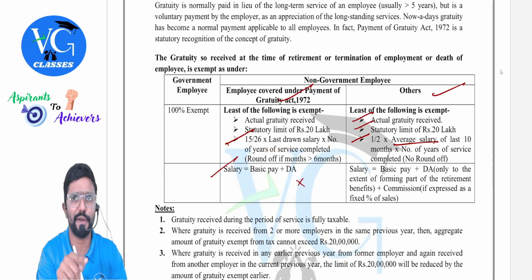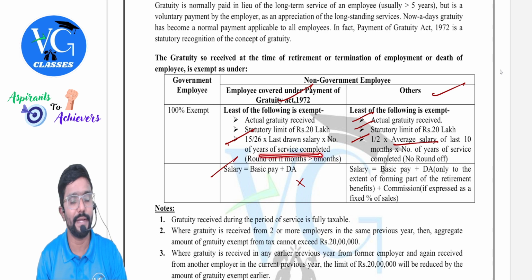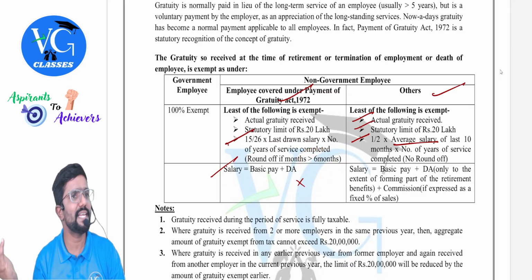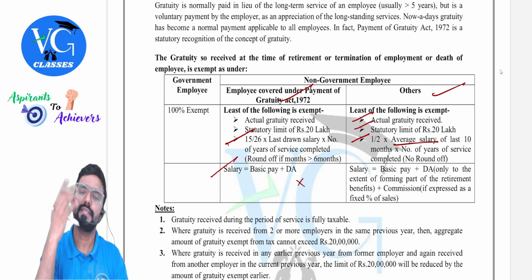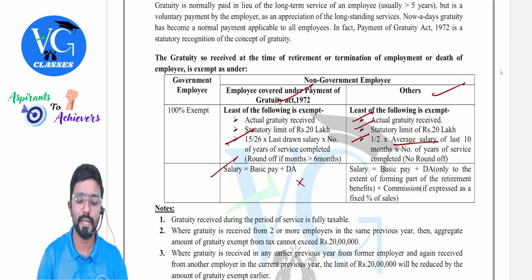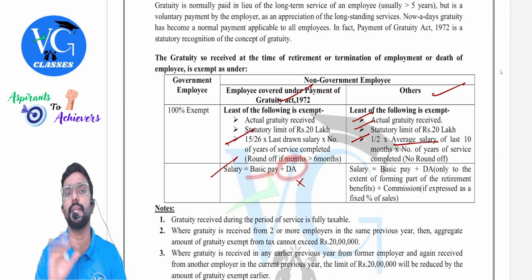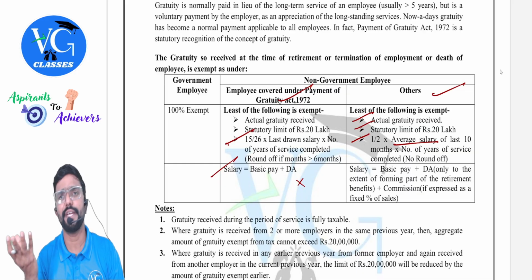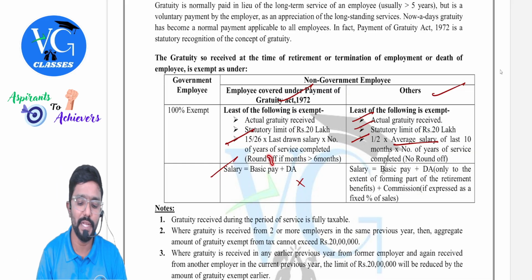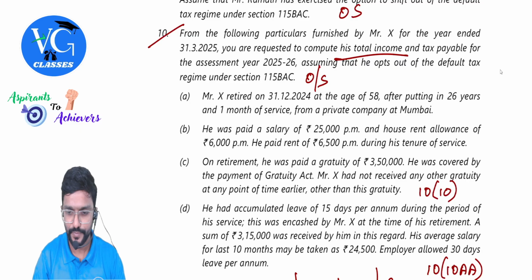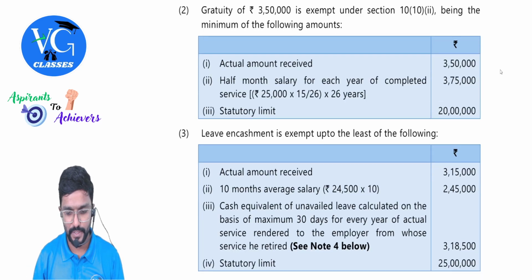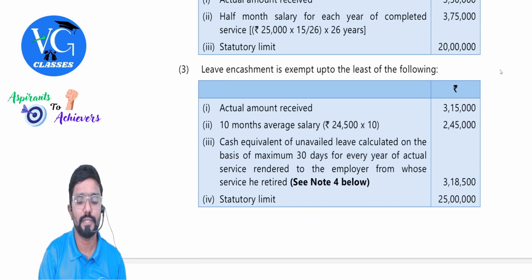Last drawn salary is the salary before retirement, which was 25,000. Into the number of completed years, and you need to round off if it is more than 6 months, which means you have to take the next year. But here it was only 1 month. And here salary means basic pay plus DA. For DA, no condition. But for this question, DA was not at all there, so we are taking only basic pay as last drawn salary. Yes, sir. Next, leave encashment also I will show.